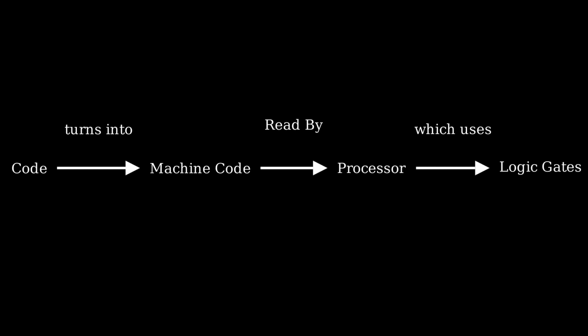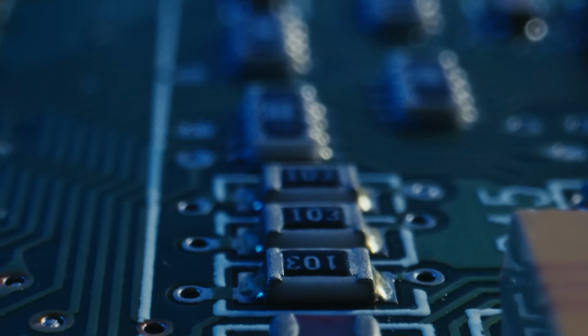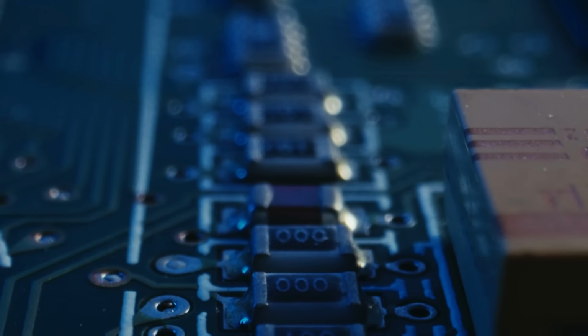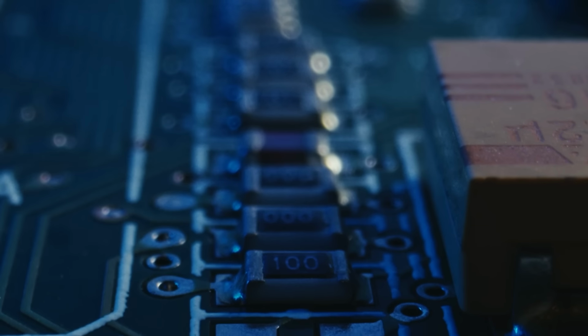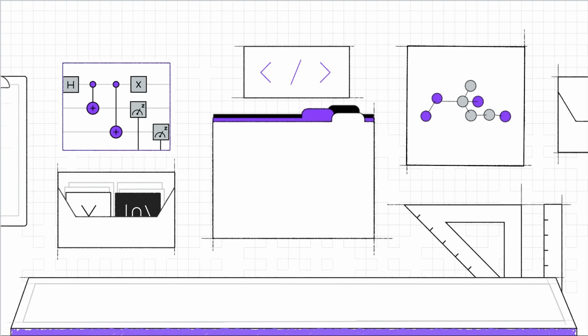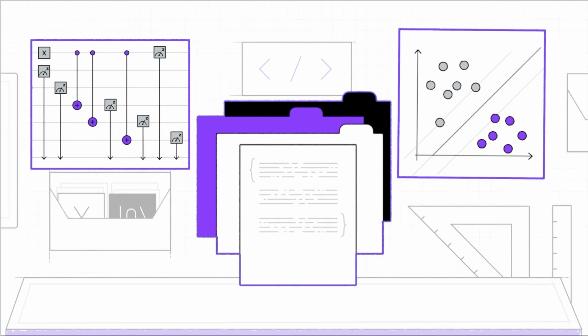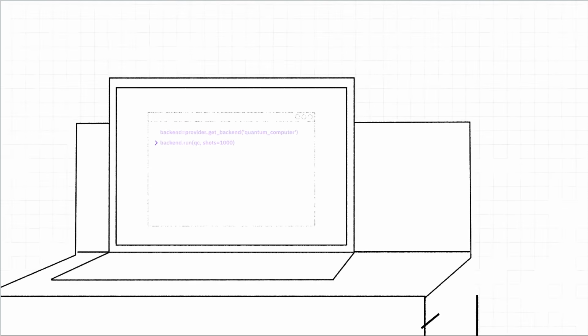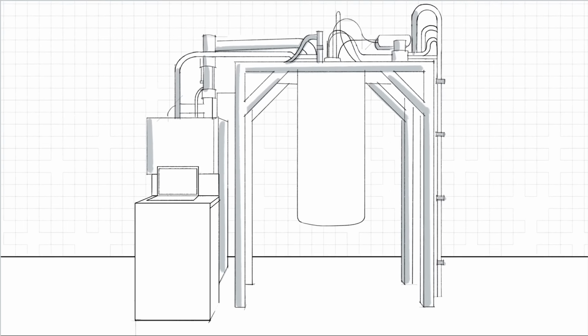These circuits execute the actual computation by modifying individual bits inside the computer and create an output, performing all of the instructions in the code. Now that we know how classical computers work, we can talk about quantum computers. Quantum computers are also coded with high-level programming languages like IBM's Qiskit. These programming languages are run on classical computers, compiled on classical computers, and then finally executed on quantum hardware.